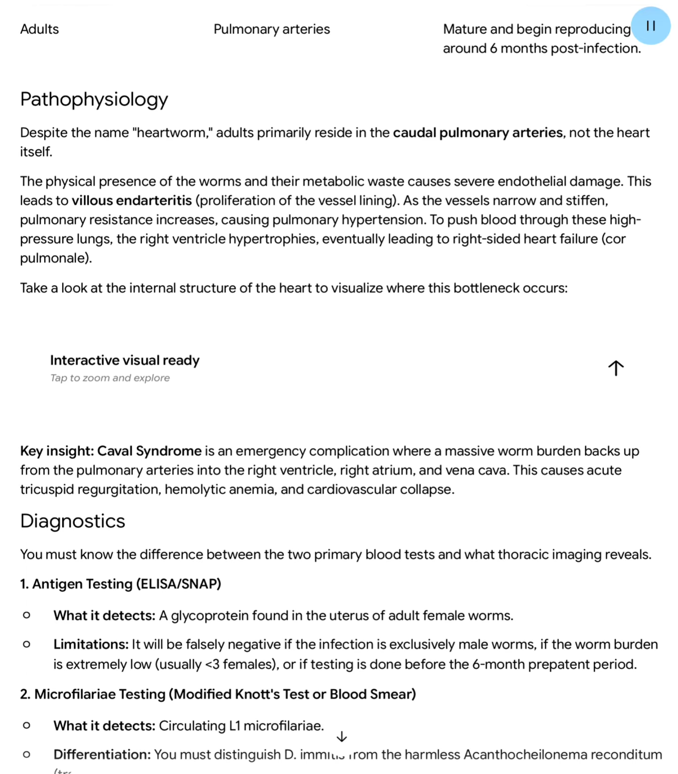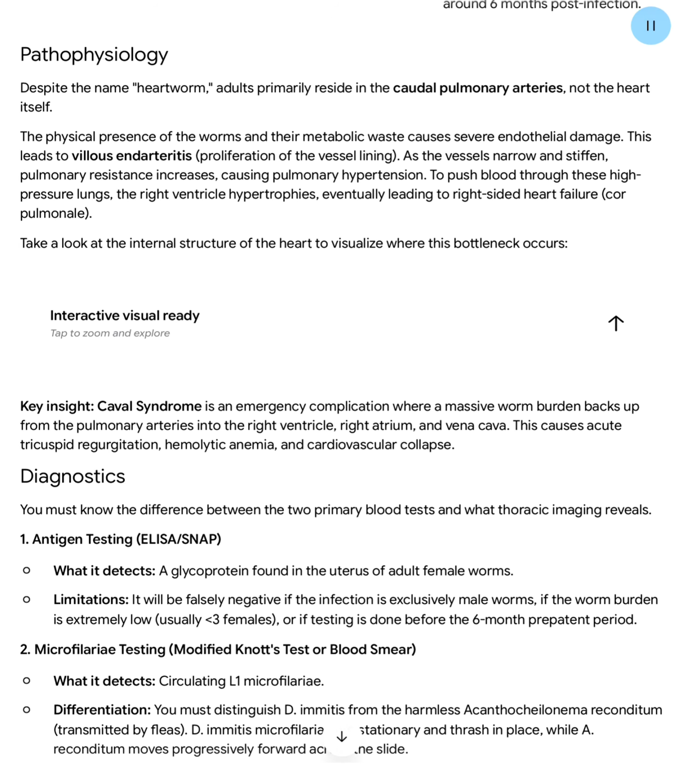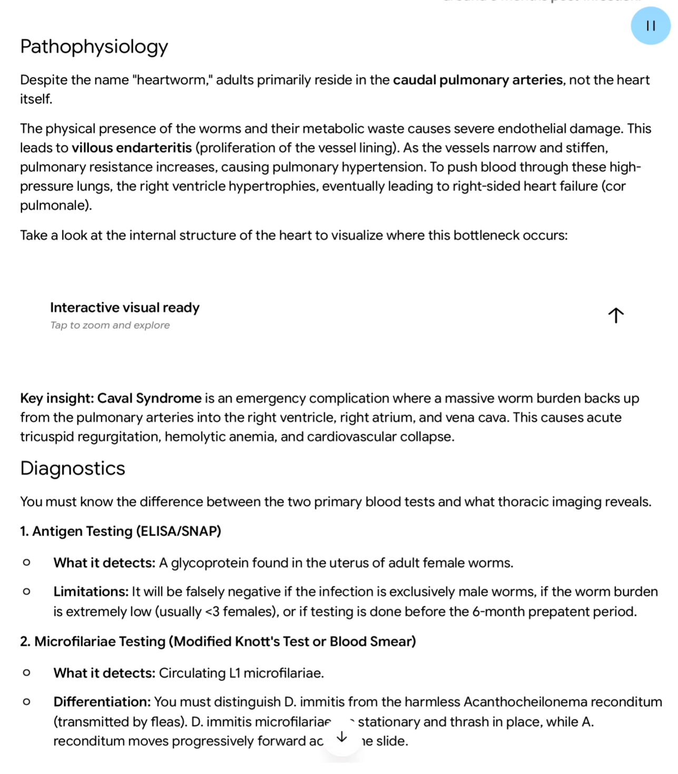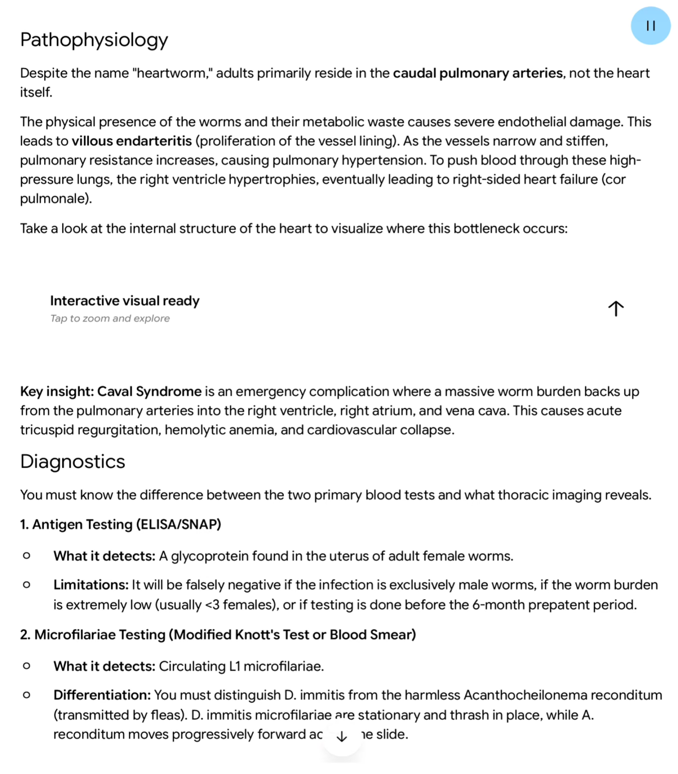Pathophysiology. Despite the name heartworm, adults primarily reside in the caudal pulmonary arteries, not the heart itself. The physical presence of the worms and their metabolic waste causes severe endothelial damage. This leads to villous endarteritis, proliferation of the vessel lining. As the vessels narrow and stiffen, pulmonary resistance increases, causing pulmonary hypertension. To push blood through these high-pressure lungs, the right ventricle hypertrophies, eventually leading to right-sided heart failure, cor pulmonale.